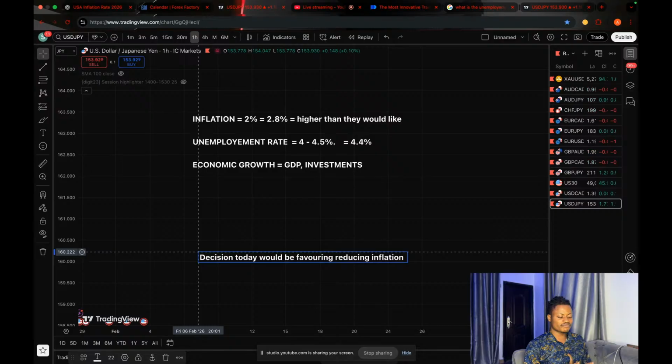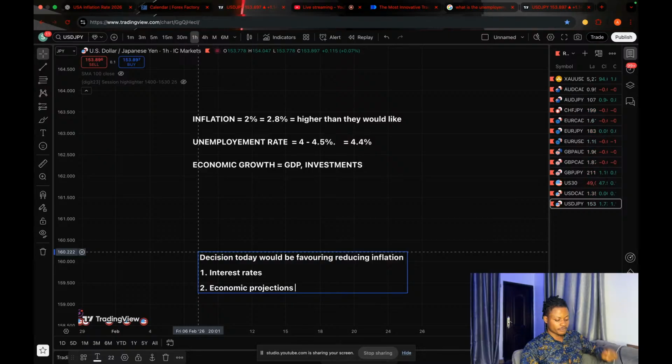So there are two ways they can reduce inflation. There are different ways, but I don't want to start going through all the quantitative tightening and all those things. I don't want people to get lost. So I'll just talk about the two easy ways that you can easily catch. The first way is interest rates, and the second way is economic projections. We also have quantitative tightening and easing, but I'm not going to explain all those ones.